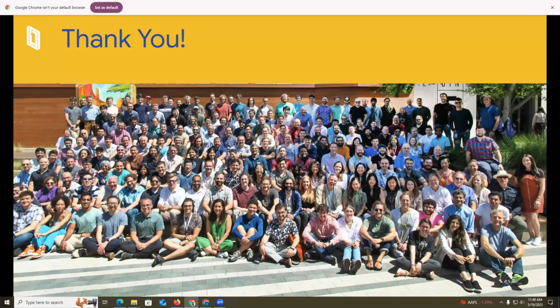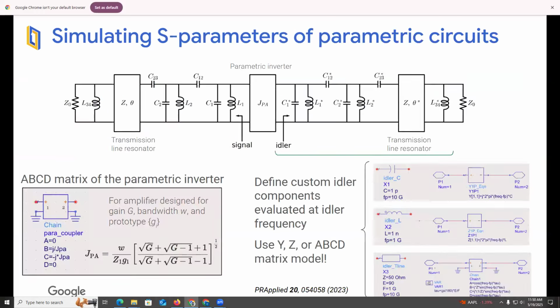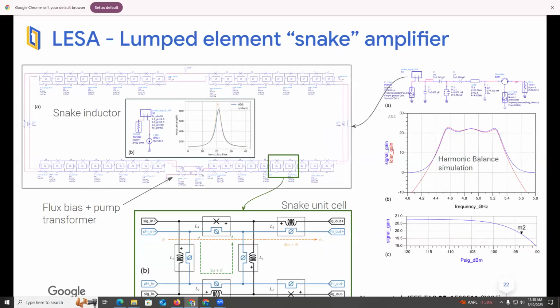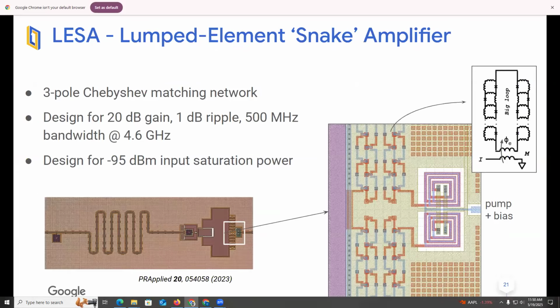Slide 21. Yes. Slide 20. Yes, I know. Here we go. Yes. What is the distance between the ground plane holes and meanders? So the question is the distance between ground plane holes and meanders.